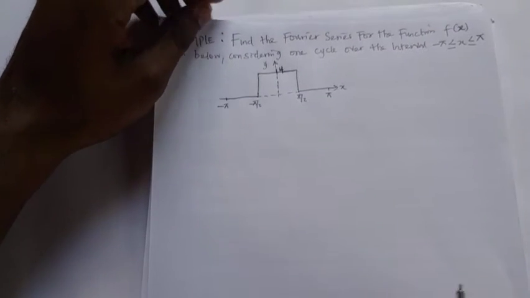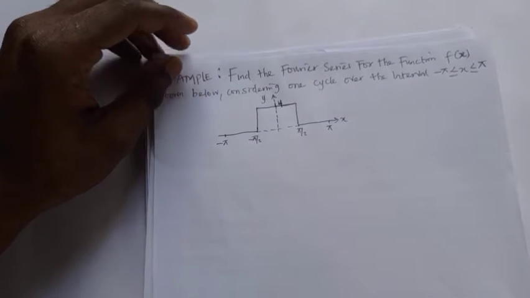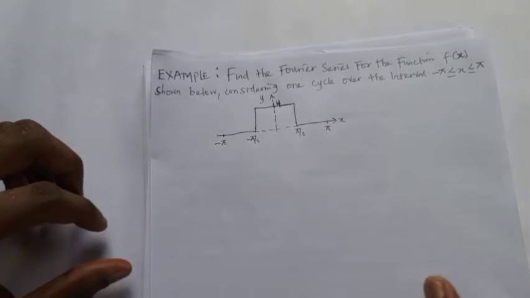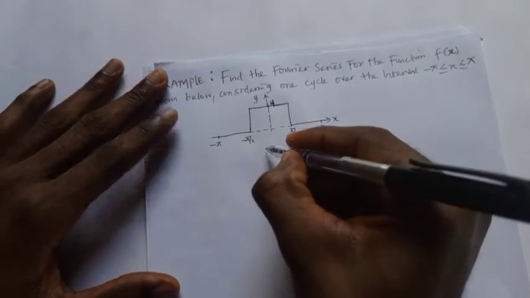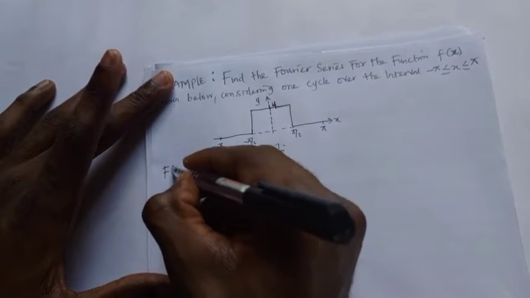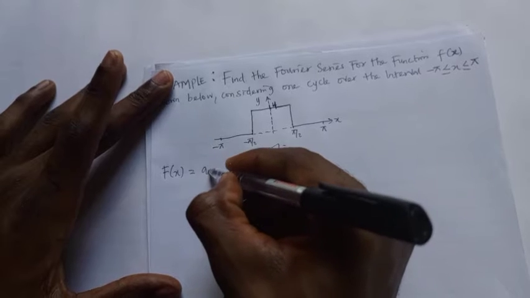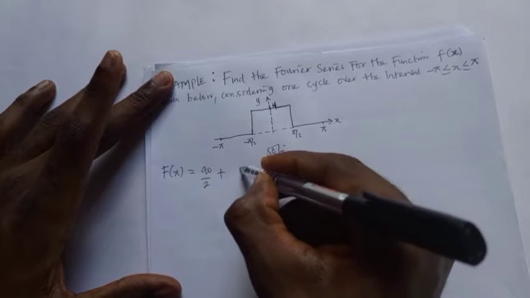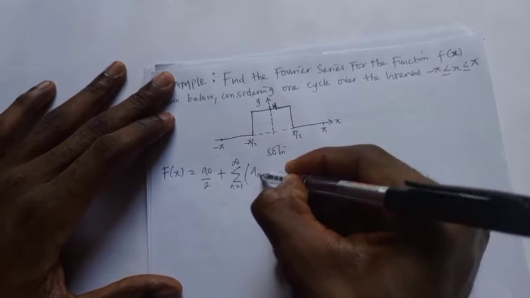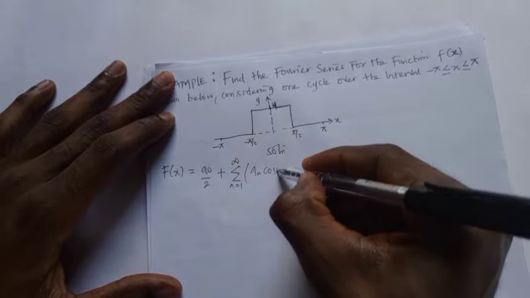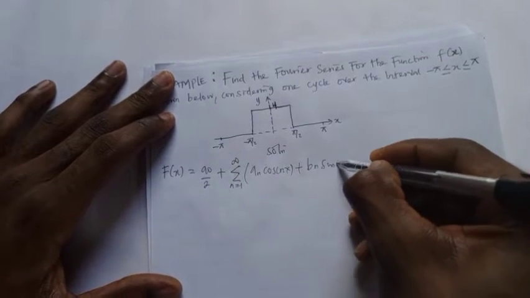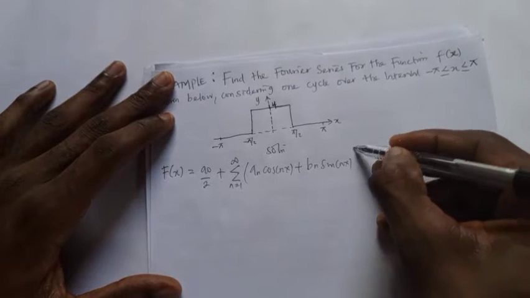So since the question says we should use Fourier series to analyze a function, we are going to write the formula for the Fourier series. And Fourier series is given by f of x is equal to a naught over 2 plus the summation from n equals 1 to infinity of an cos nx plus bn sin nx. So this is the Fourier series representation.